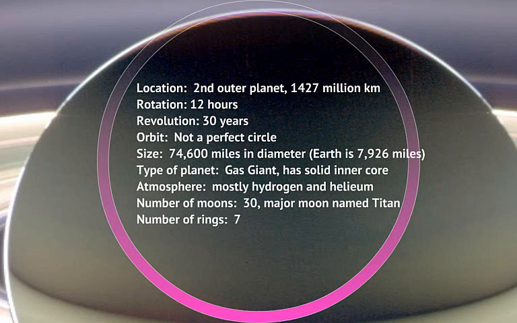His size is 74,600 miles in diameter. Again, we're only about 8,000. He is a gas giant, but Saturn is believed to have a solid inner core. Saturn's atmosphere is mostly hydrogen and helium. The number of moons is 30, but his major moon is Titan, and he has 7 rings. He's the first planet to have a ring structure.